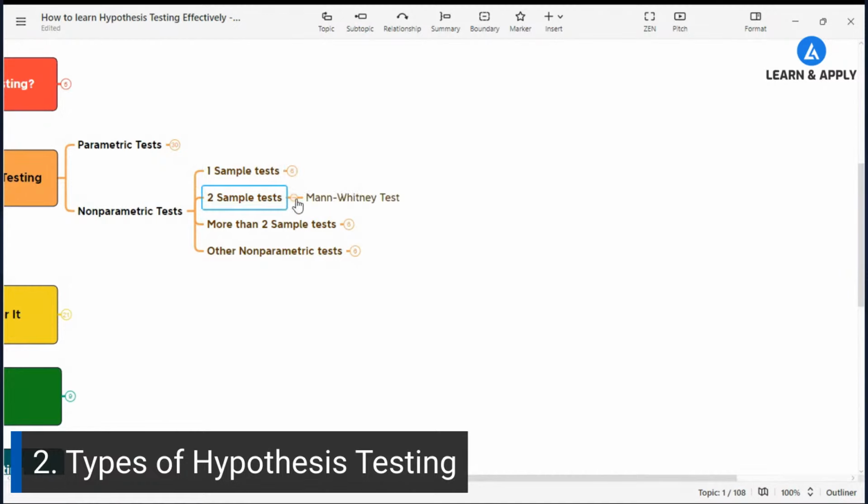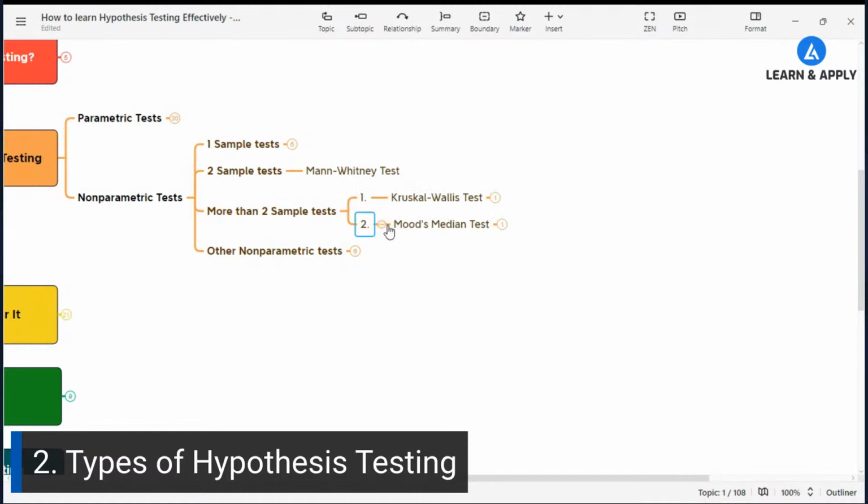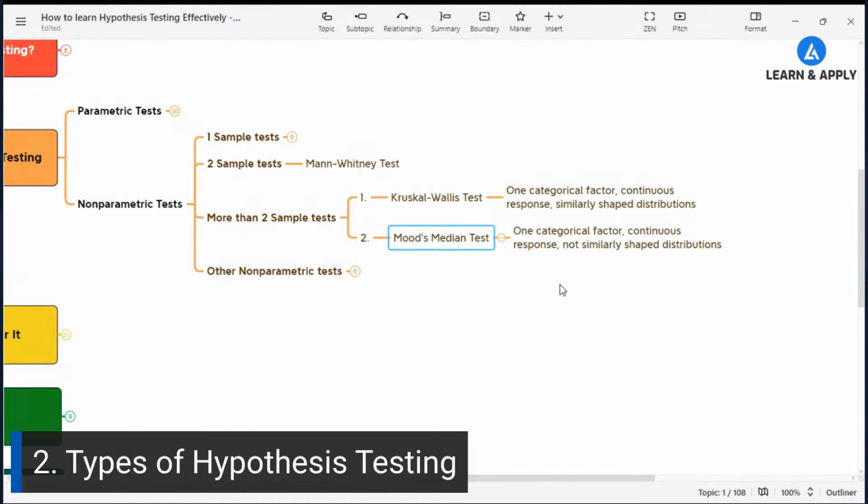For the two sample test, there is the Mann-Whitney test. That means we are going to compare the medians of two samples. If you are going to compare the medians of more than two samples, there are again two types. One is Kruskal-Wallis and the other is Mood's median. These again depend on whether you have similar shape distributions or not.